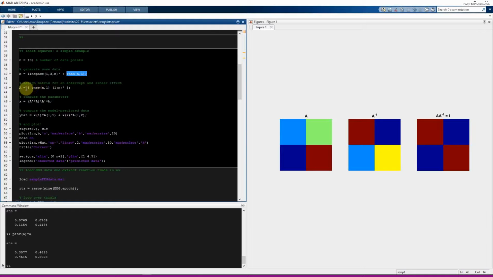Here is our design matrix A. So you can see it's a column of all 1s, so this is the intercept, and then it's a column of linear indices going from 1 to n. So this is going to capture a linear effect. And now we compute B.